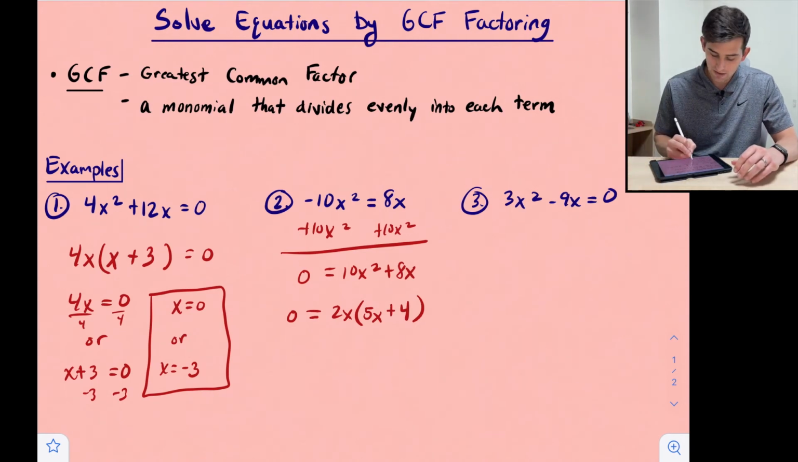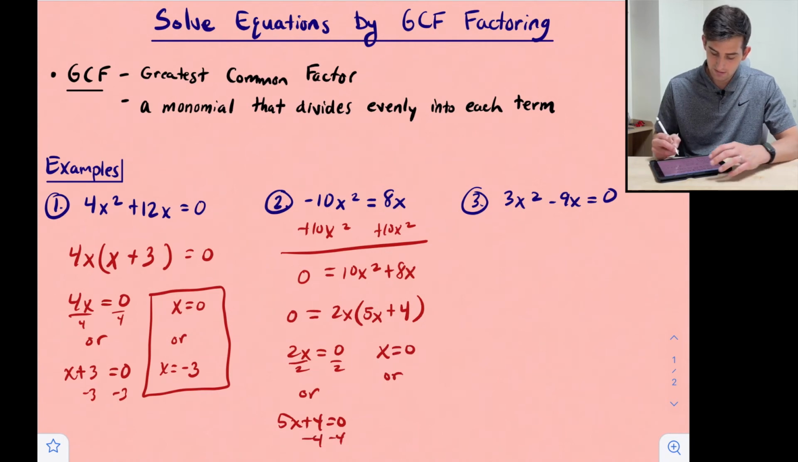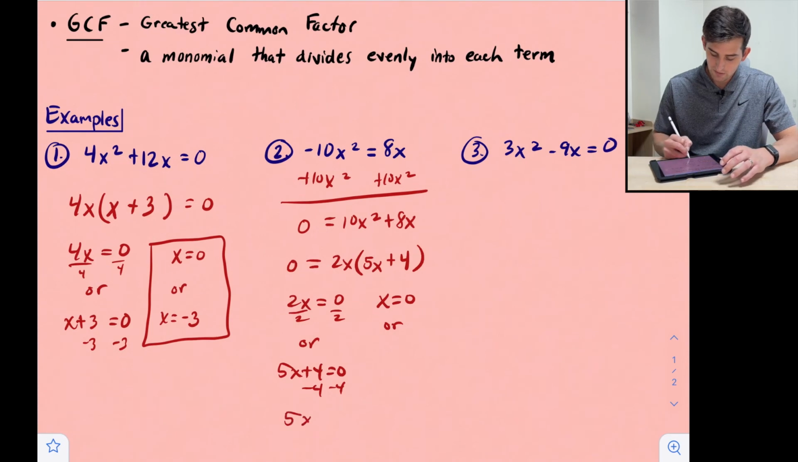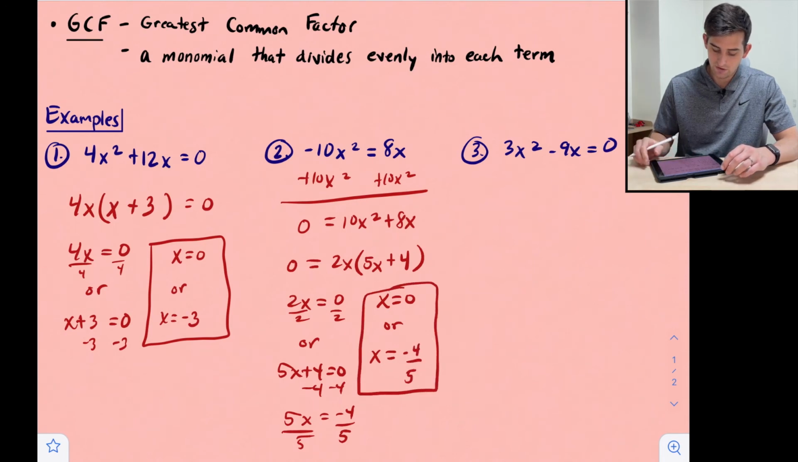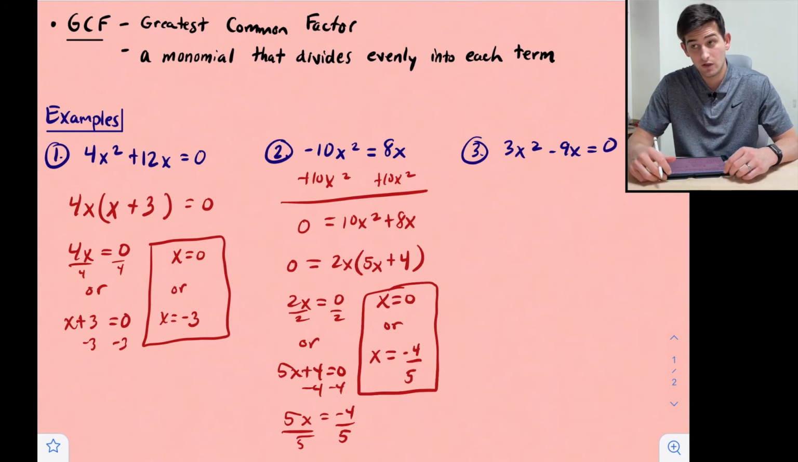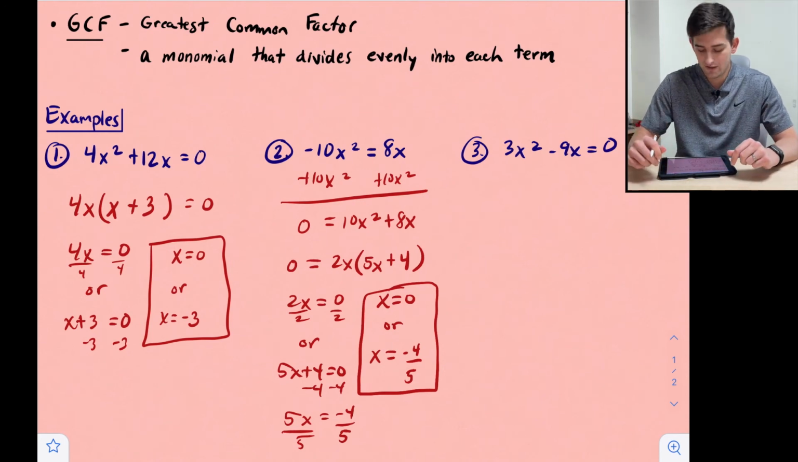So now we can say 2x equals 0, or 5x plus 4 equals 0. So 2x equals 0, we just divide by 2. So we get x equals 0, or, and down here we can subtract 4. So we get 5x equals negative 4, and now we can divide by 5. So we get x is equal to negative 4/5. And those are our two solutions, or our two roots. x is equal to 0, or x is equal to negative 4/5.